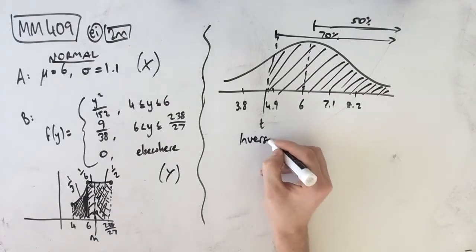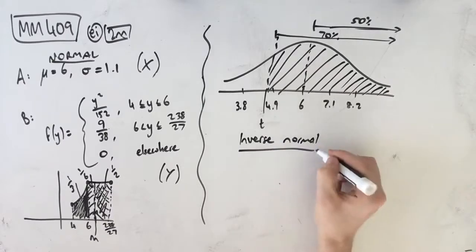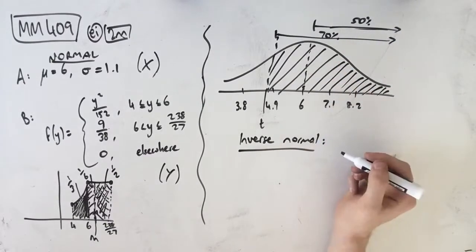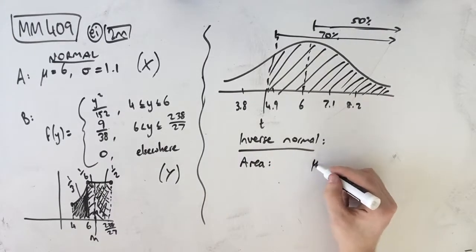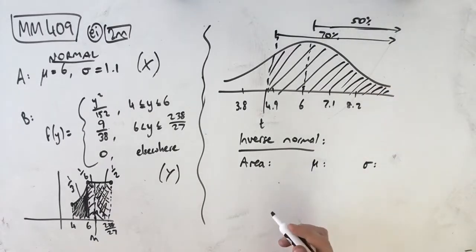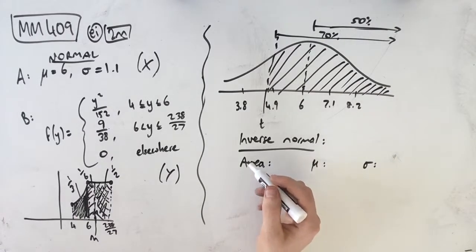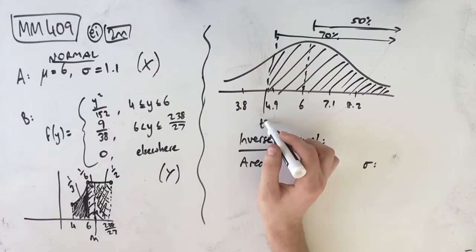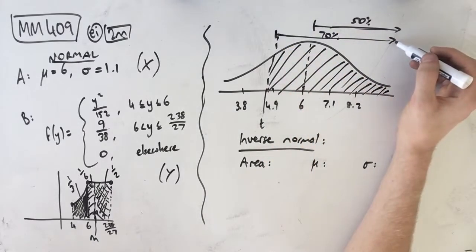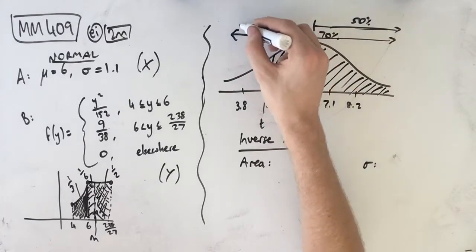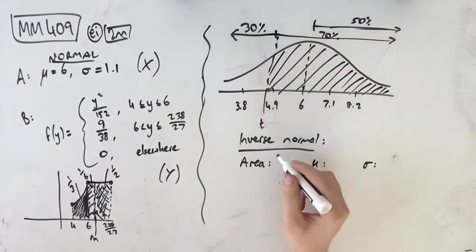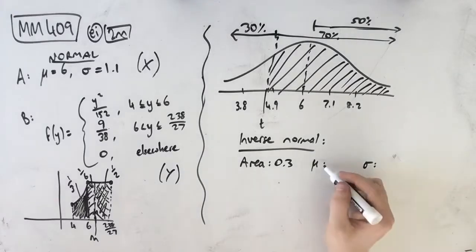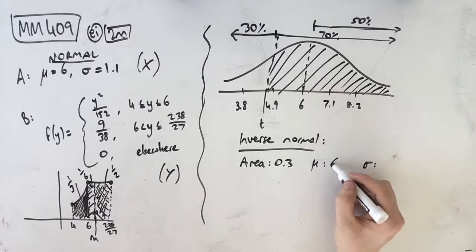So we pull up our inverse normal calculator, and we always use this as soon as we know our probability, as soon as we know the chance of this happening. We ask for our area, mean, and standard deviation. Our area is simply the probability to the left of the point that we're looking for. We know that 70% of the data lies above t, which means that 30% of it lies below it. We always want to use the area to the left, so this area needs to be our 30%, or 0.3, because we always do it in decimal form. Mean is 6 and standard deviation is 1.1.